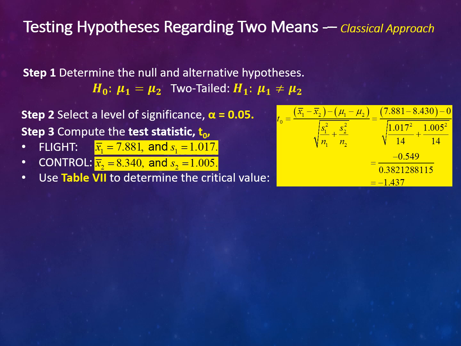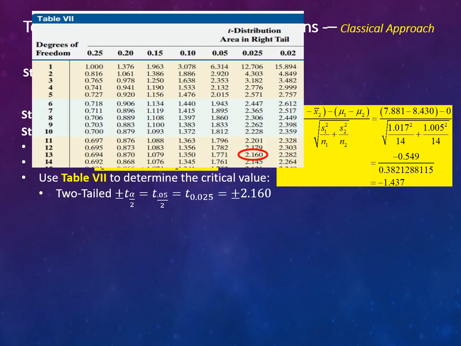So now we need to pull out table 7 to determine the critical value. Since our sample size is 14, our degrees of freedom is going to be 13. Remember, with a two-tailed test, the critical values are at t alpha over 2. Well, alpha is 0.05, so 0.05 over 2 is 0.025, and so we go to the column heading for 0.025, and we find that the critical value that lines up with 0.025 for alpha and 13 degrees of freedom is 2.160, okay?